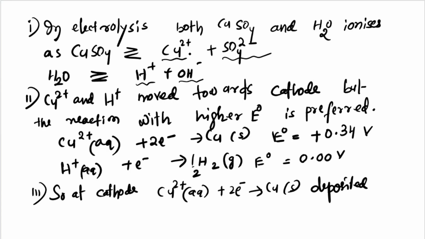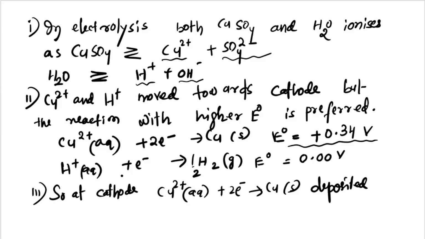When Cu2+ and H+ ions move towards the cathode, the reaction with higher standard electrode potential is preferred at the cathode, as I told you before. So Cu2+ (aq) + 2e- gives Cu (s), where E0 is +0.34 V. This value you should remember or you can collect it from any list.